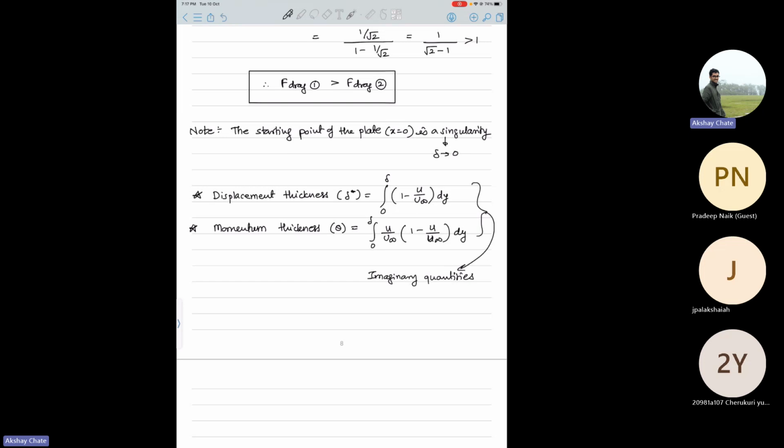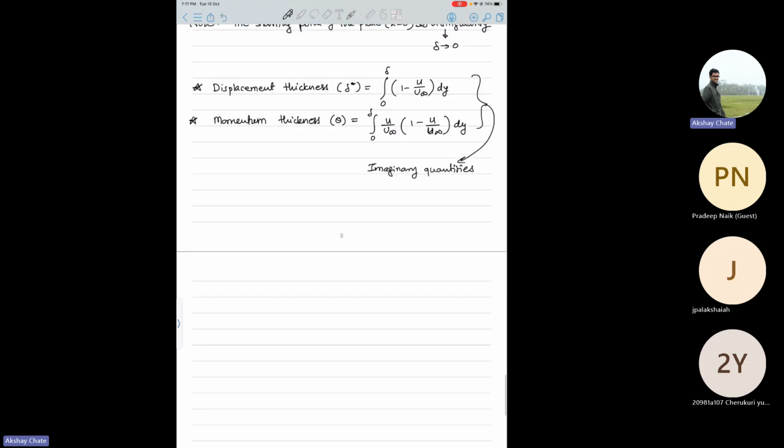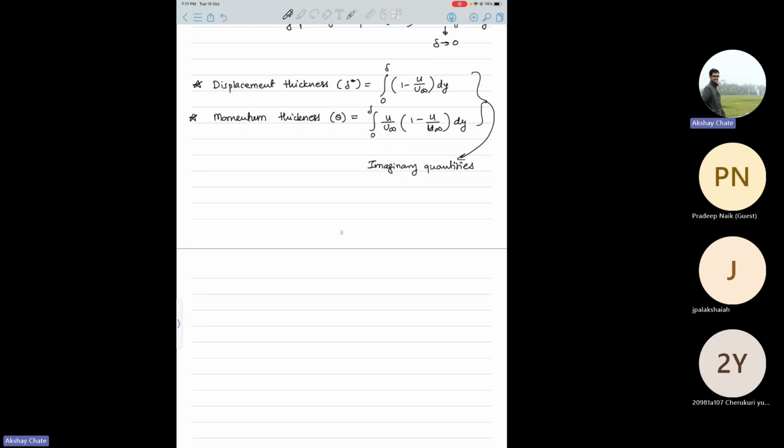So yeah, first point is they are imaginary quantities, and second is, for all these calculations you need some u by u infinity form, right? Otherwise you can't do anything. So what typically people do, they assume different types of velocity profiles, and then they solve these things. To do that, I came across one question which was very generic. I'll tell you what it said.